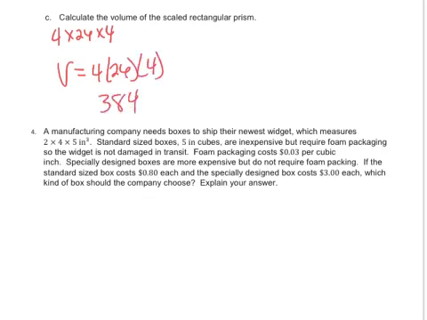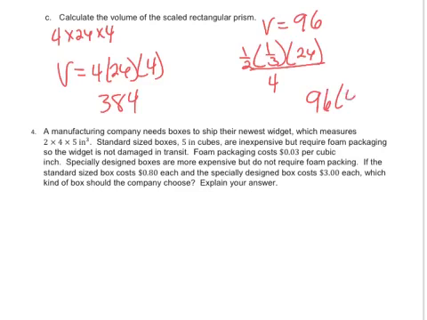If I just started with the original volume, remember the original volume was 96. And if I just multiplied the scale factors, 1/2 times 1/3 times 24, my new scale factor ends up being 4 if I multiply those together. Well, 96 times 4 ends up being 384. So you don't necessarily have to find each individual dimension. You can find the volume scale factor and multiply that by the original volume.